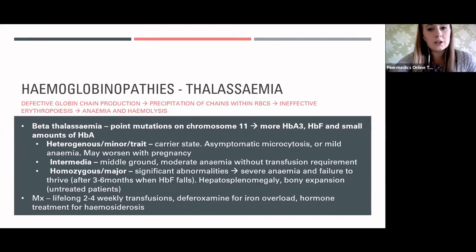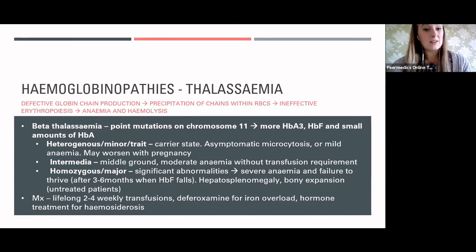Hemoglobinopathies is a word we tend to use to refer to thalassaemia and sickle cell. In thalassaemia, you've got these defective globin chains being produced. They tend to precipitate within the cells. So not only are you producing cells that don't have the right type of hemoglobin to carry oxygen, and you've got anemia from that, the cells are also dodgy and then get destroyed through hemolysis anyway. So it's a bit of a double whammy.